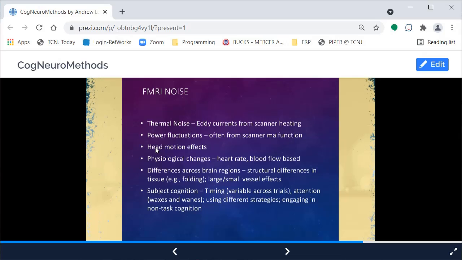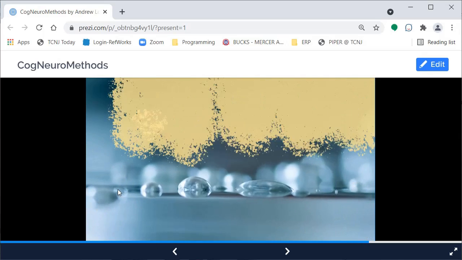Other physiological changes can influence the MRI, particularly things that influence blood flow. Structural differences in tissue and subject cognition can also influence it. So timing, using different strategies, engaging in non-task cognition, all of these things could be examples of noise in an fMRI experiment, particularly across different tasks or even across different participants.